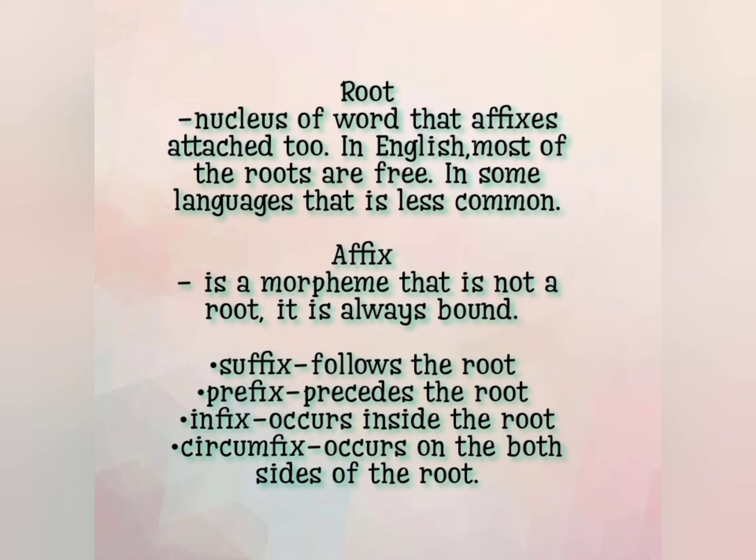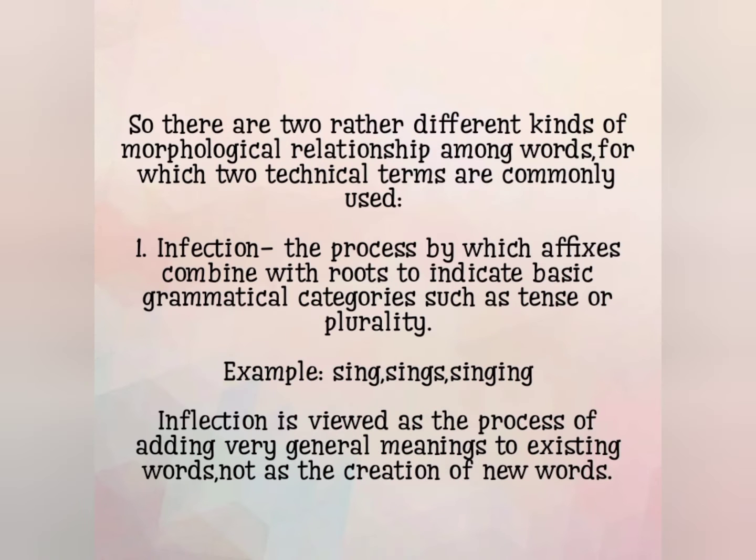The affixes we just talked about are distinctive in one more way. They act in a particular way when attached to the base. Either they give grammatical information or they create a new word. So there are two rather different kinds of morphological relationship among words, for which two technical terms are commonly used. Number one is inflection, the process by which affixes combine with roots to indicate basic grammatical categories such as tense or plurality. For example, sing, sings, singing.